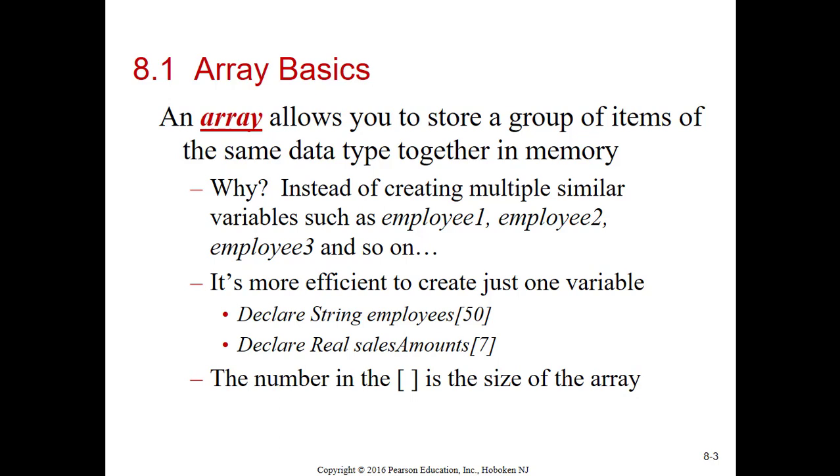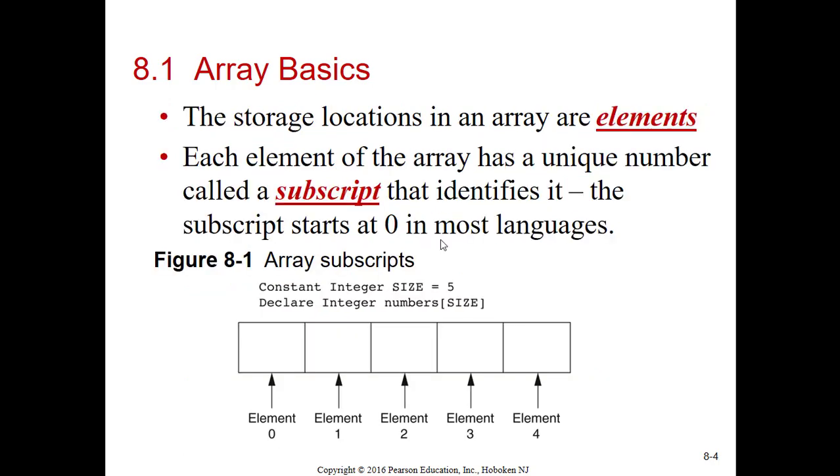Here's the declaration for an array. It's going to declare string employees, and the 50 in the brackets means the size of 50 of them. So you can put 50 employees in there. Declare real sales amount. You have 7 different sales amounts. The storage locations in an array are called elements. Each element of an array has a unique number called a subscript that identifies it. In most languages, it starts at 0.